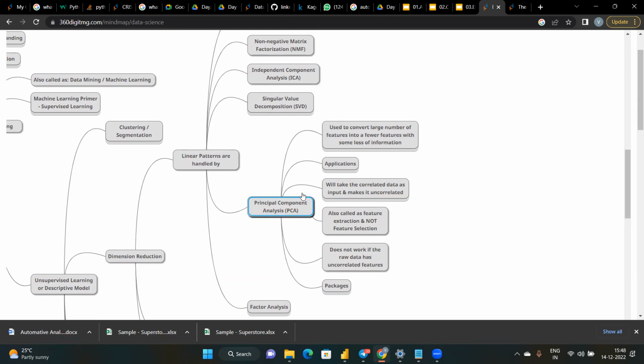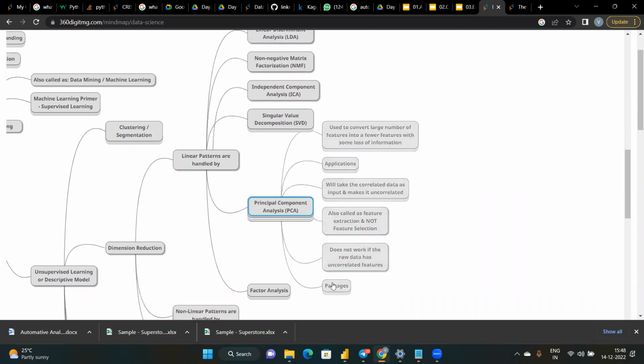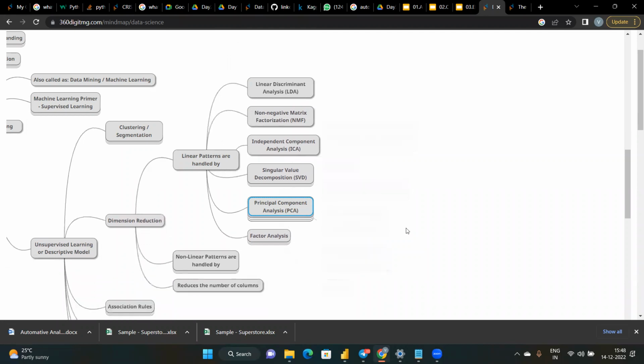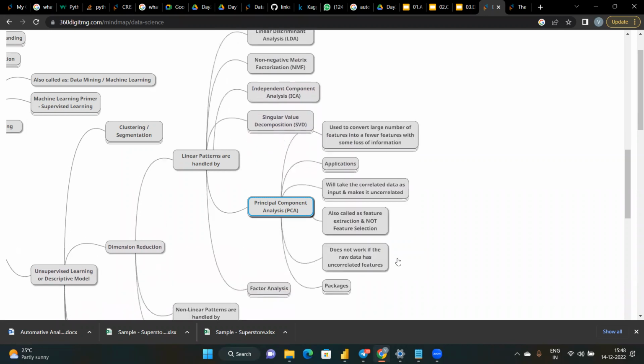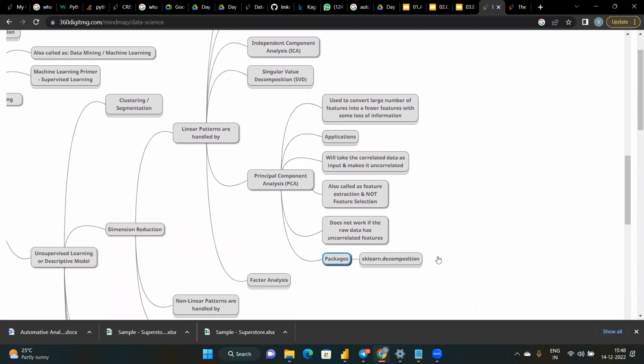So where is PCA going to work, and how? We convert a large number of features into fewer. So guys, this is what is meant by principal component analysis. We have seen this, and we have seen feature selection. The package we use is sklearn decomposition. If you click on the function, you can see PCA.